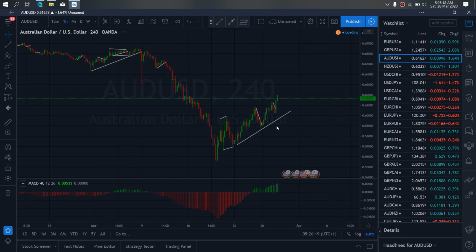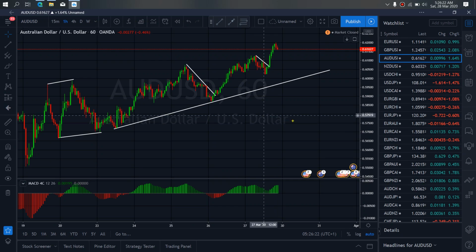We zoom to 1-hour time frame. On the 1-hour time frame on Aussie dollar, if we look through here, we see that there is a small divergence between these tops, which tells us this is coming down next week. We want to watch for either this drop here and then more upside.